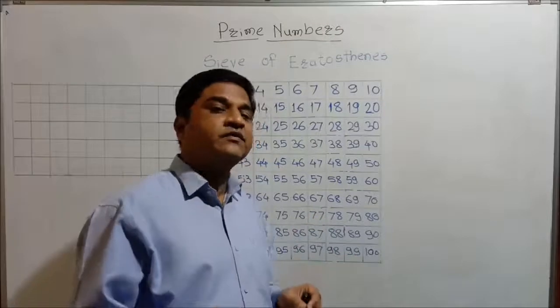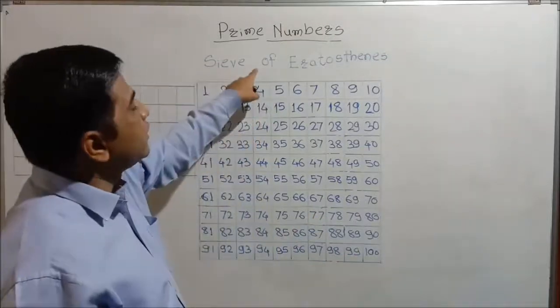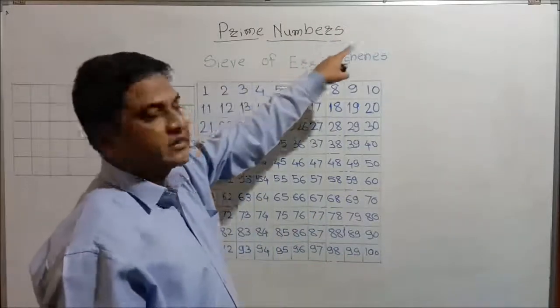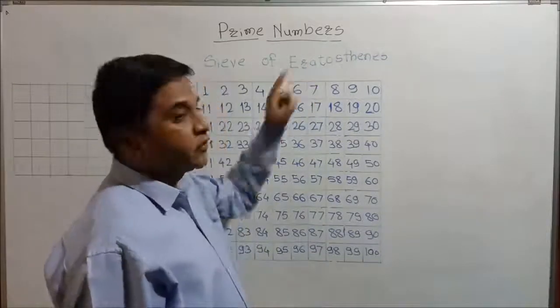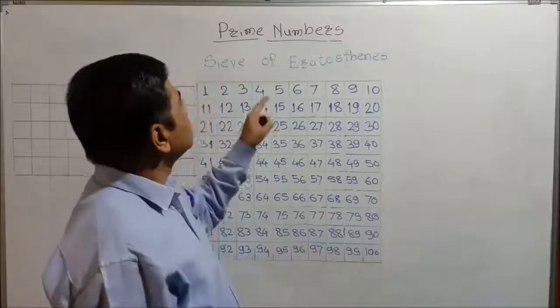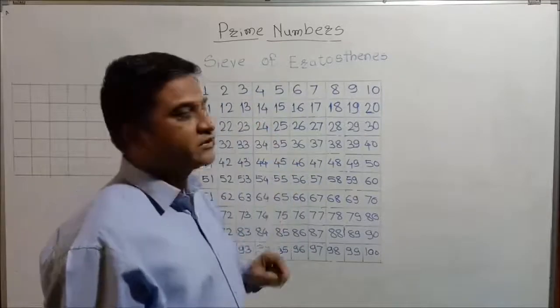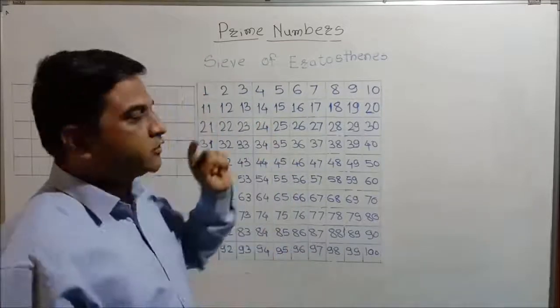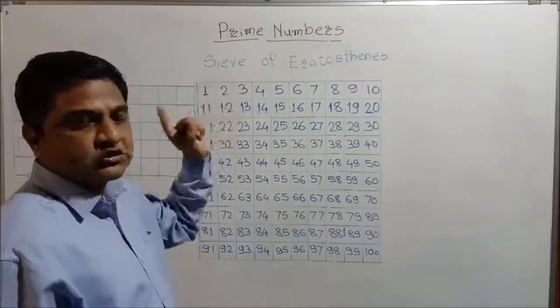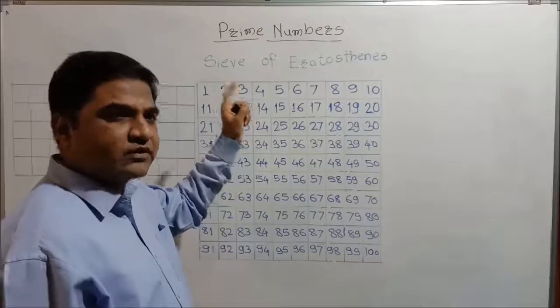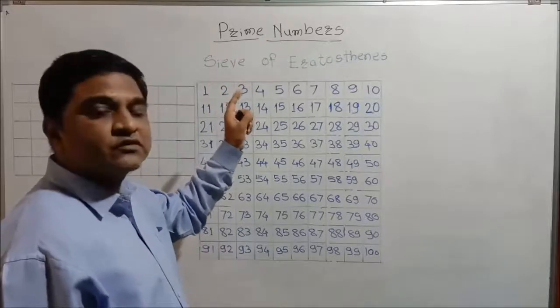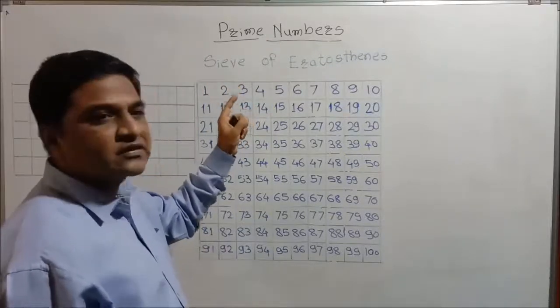That's why it is named the Sieve of Eratosthenes. It was a Greek mathematician, Eratosthenes, who was a follower of Pythagoras. He was known as a Pythagorean, a shishya of Pythagoras. He was actually working as a librarian over there, but he was interested in mathematics and he developed his skill in mathematics.